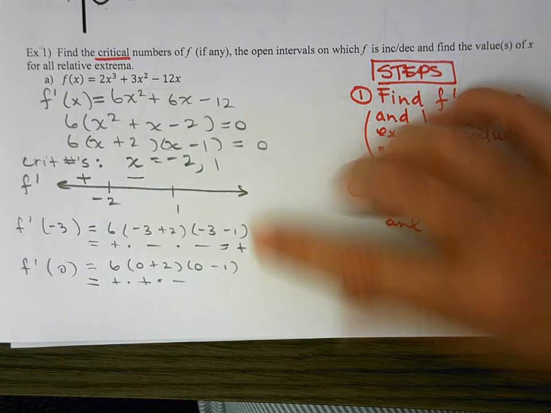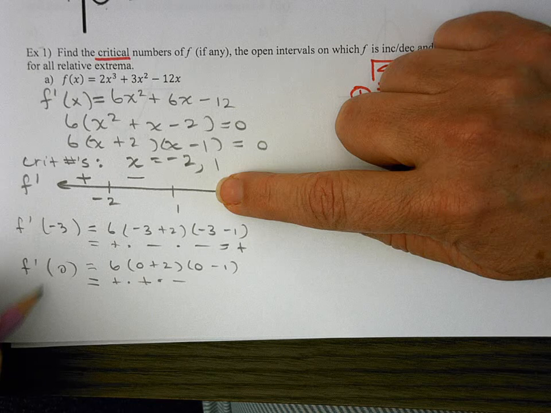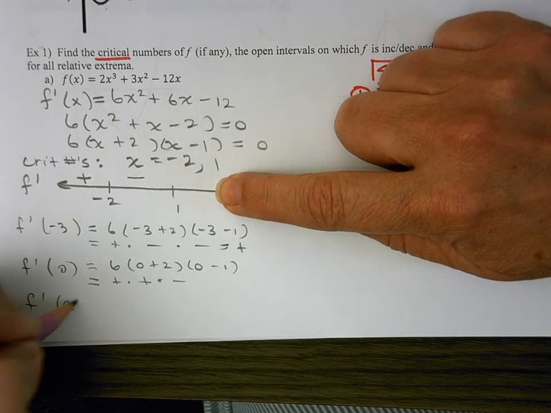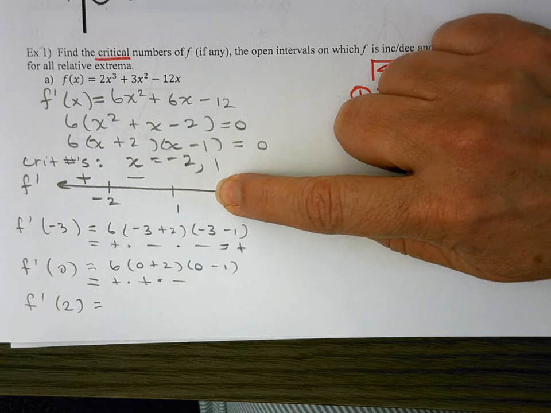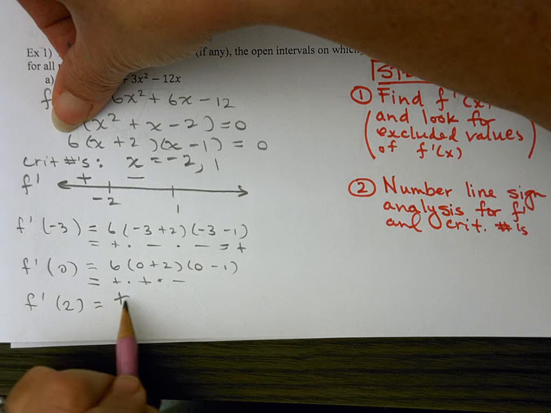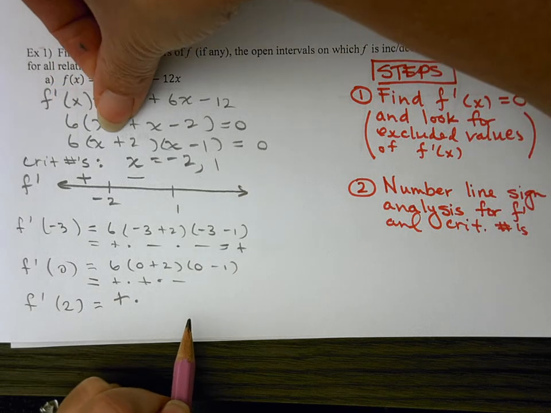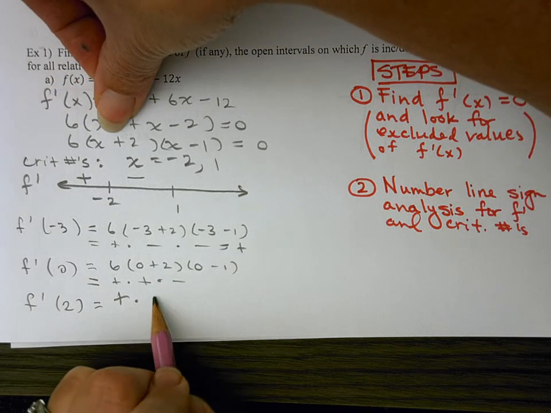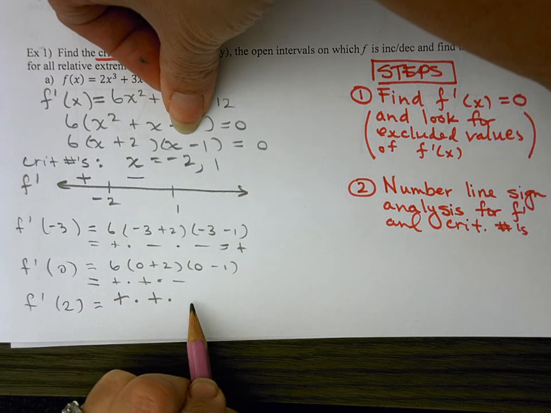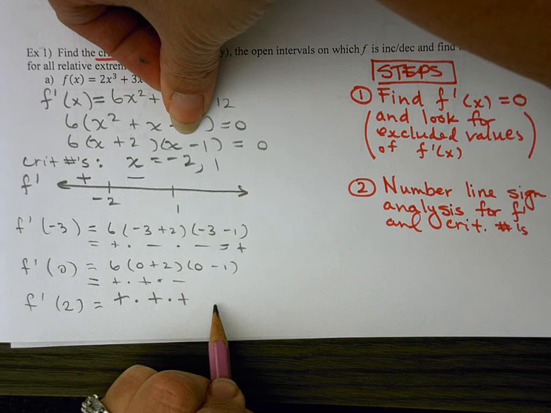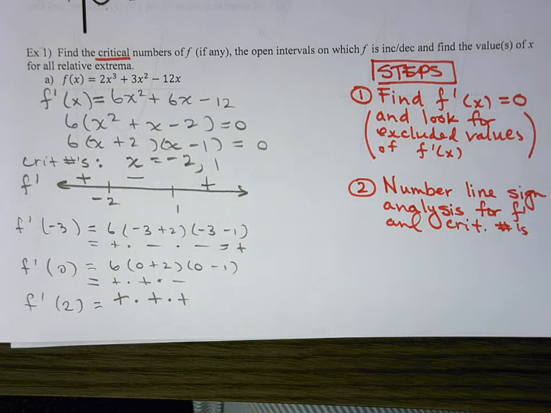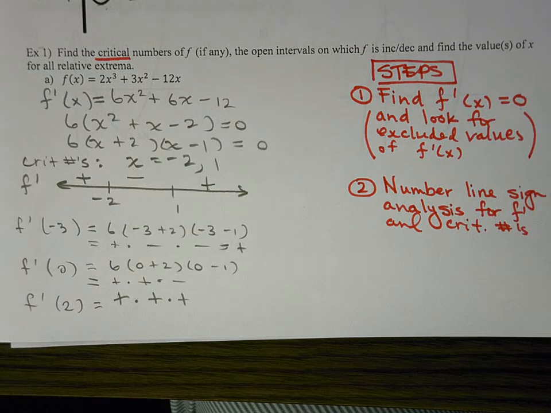And then finally for the last one here, f prime, pick a number bigger than 1, so say 2. This time I'm not going to actually substitute it in, I'm just going to put my signs down. So I have 6, which is positive. Replace x with 2, so 2 plus 2, that would be positive. And replace x with 2 here, so 2 minus 1, that would also be positive. And so the product of 3 positives would be positive. Okay. So there's my number line sign analysis.